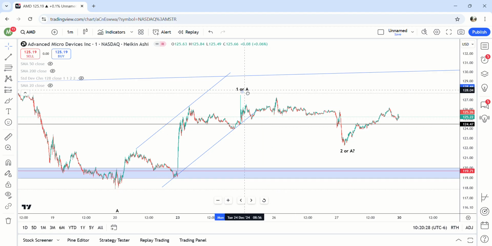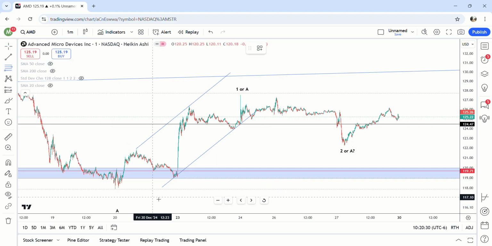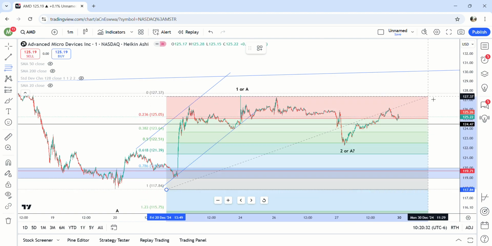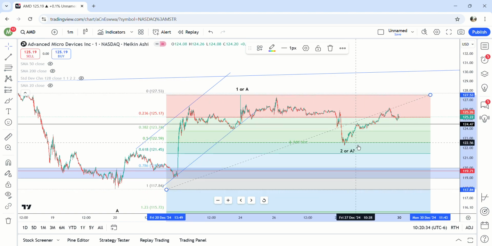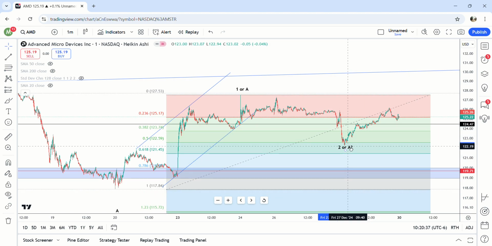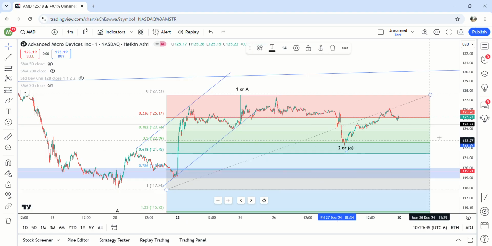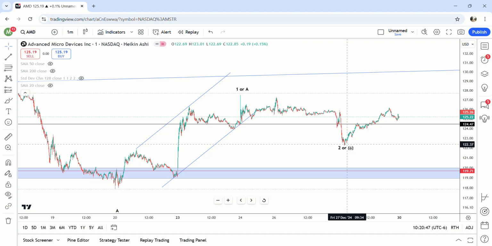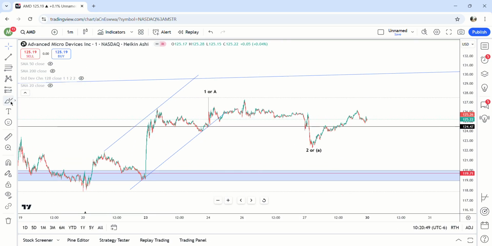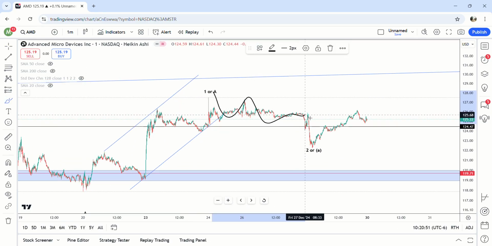So for a second wave, I usually look for at least the 0.5 fib. And this already hit the 0.5 fib. So I have this listed as 2 or A. I should do this as sub A. So this can either be the end of the second wave here, or this move right here was wave A, and we're starting wave B.